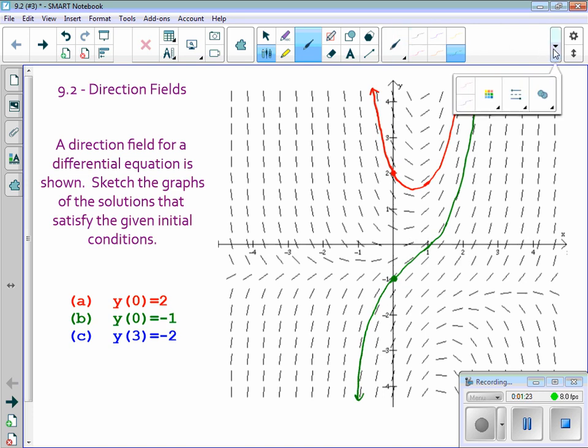And then the blue one. So here we're given y of 3 is -2, so you go over to 3, down to -2, plot your first point, and then follow them. So any questions on this?